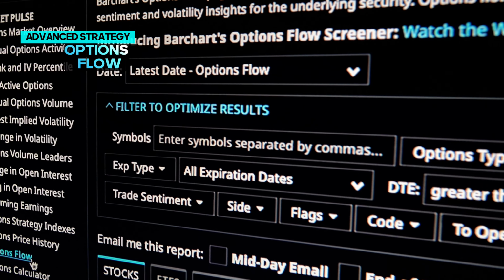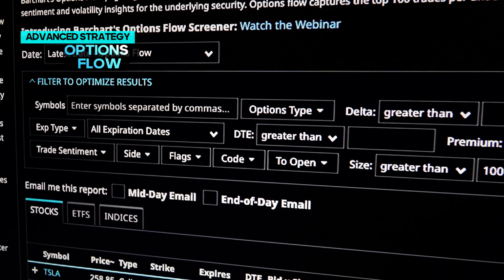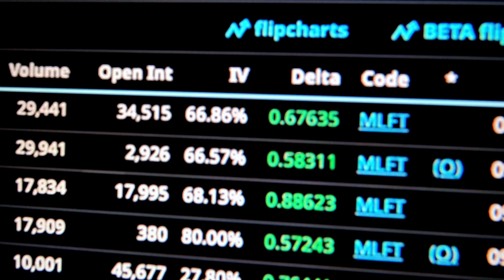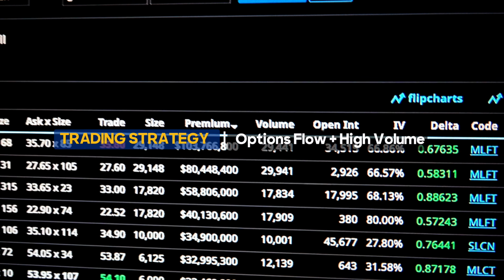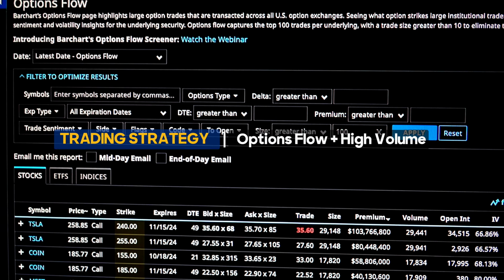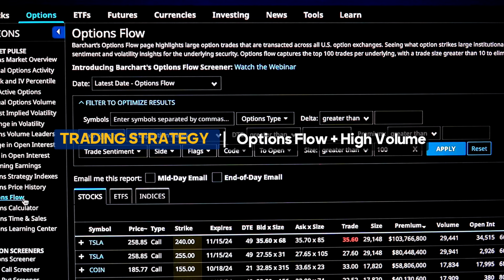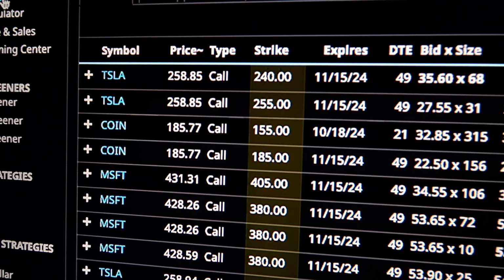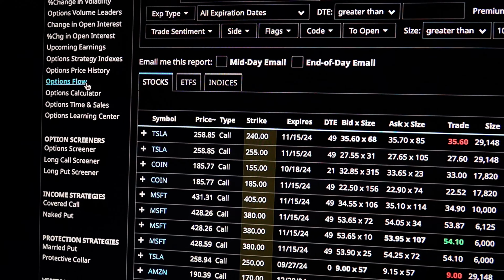For advanced traders, pairing this data with options flow on Barchart can be a game changer. Options flow reveals where the big money is moving, and when you combine that with pre- or post-market volume spikes, you can spot potential breakout opportunities before and after the bell.